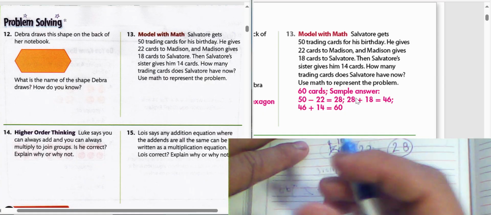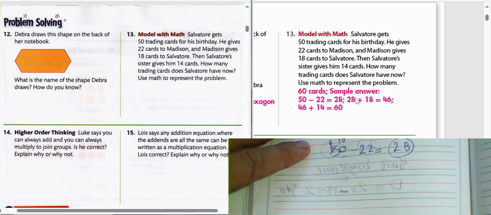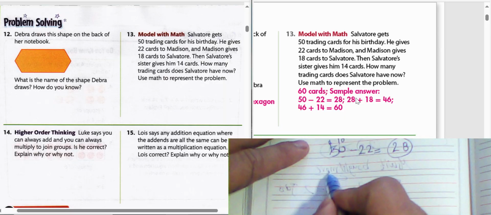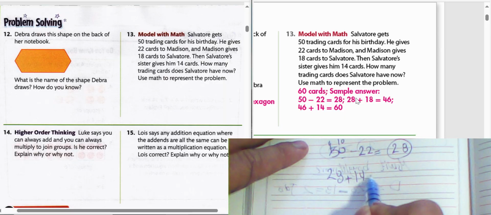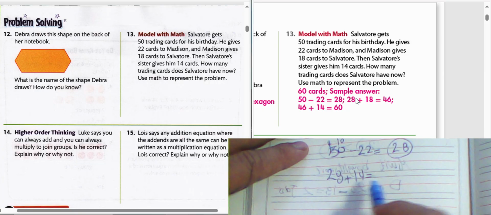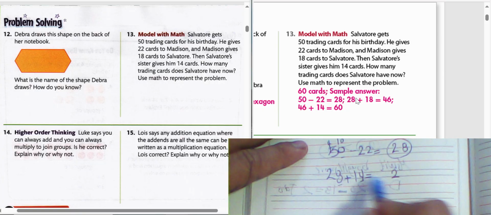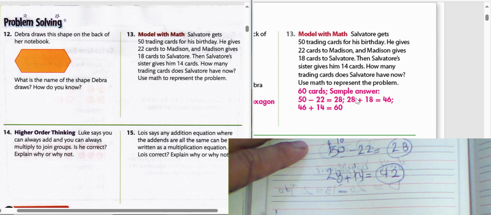And also then Sylvester's sister gave him 14 cards. Then we can write 28 plus 14 to find the total number. 4 plus 8 equals 12, 2 and carry a 1. 1 plus 1 is 2, 2 plus 2 is 4. The total number will be 42.